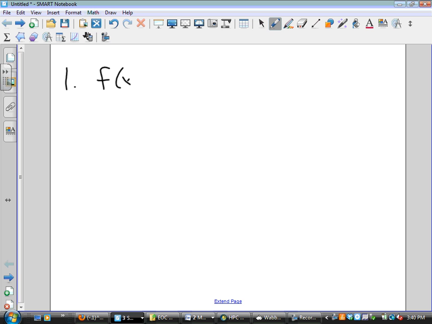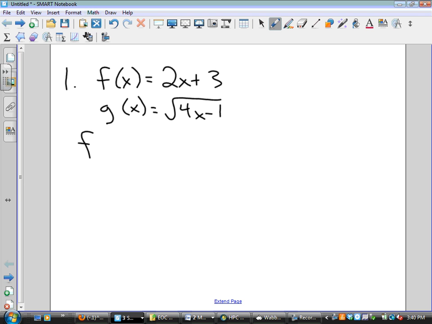We're given 2 functions. We're given f, and we are also given the function g. And the question asks us to find what is f of g, as well as finding its domain. So let's find f of g first. F of g can also be written as f of g of x.